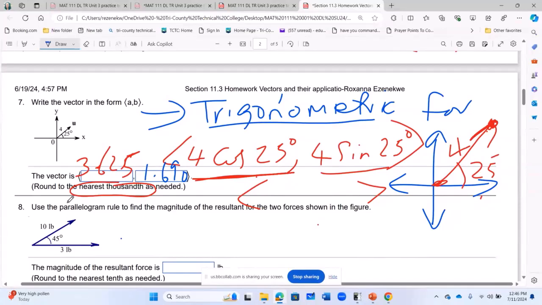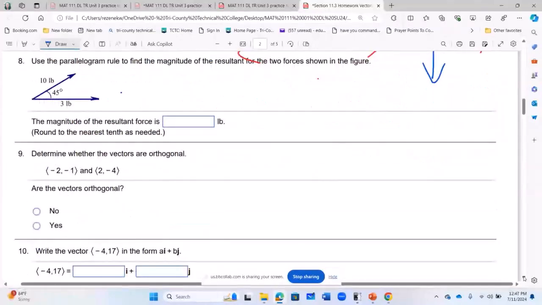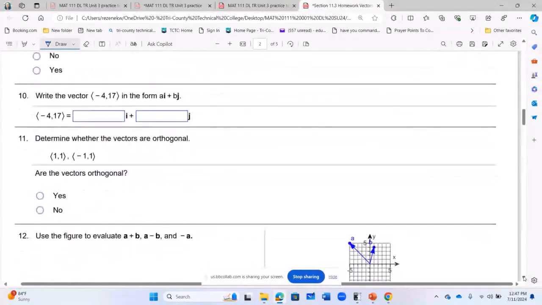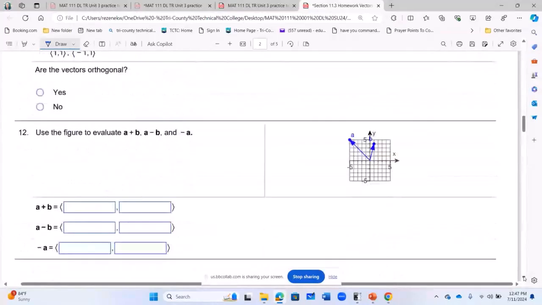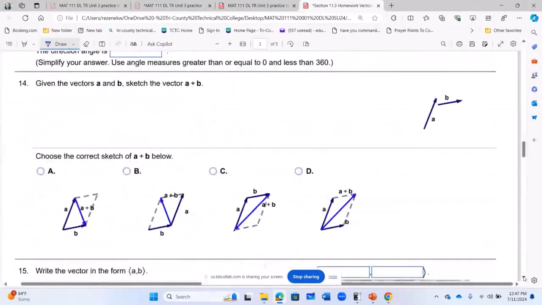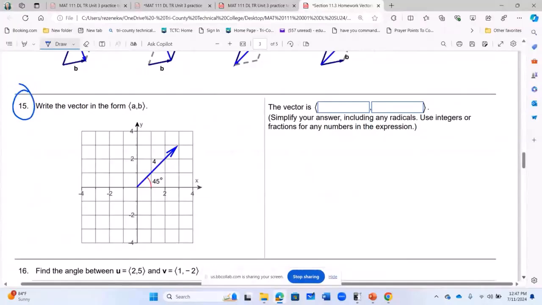I'm coming to the parallelogram rule. Let's do more resolution of vectors. Let's go back, see more, and then I'll come back here. I am going to come back and do one more. Number 15, we just did one like number 15.